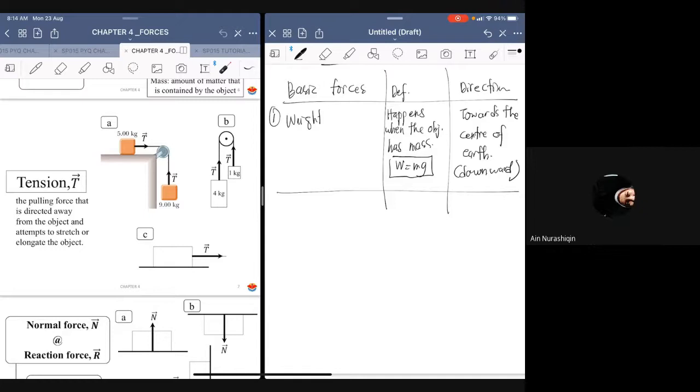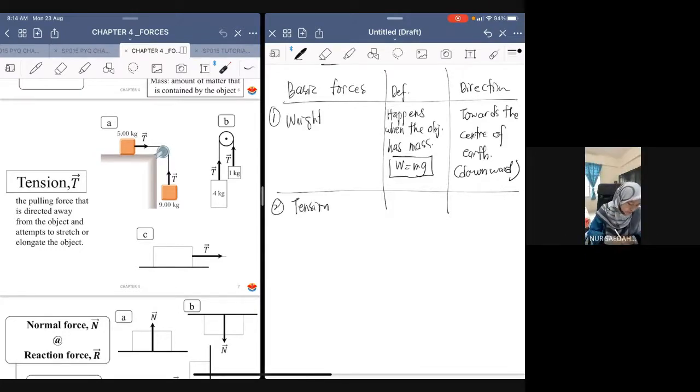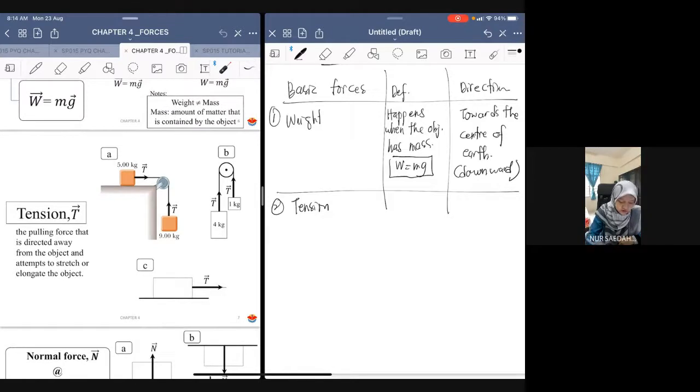Clear, madam. Okay, number 2 is tension. Okay, kita buat simbol sekali. Weight is capital W, tension is capital T. So tension is the pulling force that is directed away from the object and attempts to stretch or elongate the object. Okay, so tension lah maksudnya regangan.